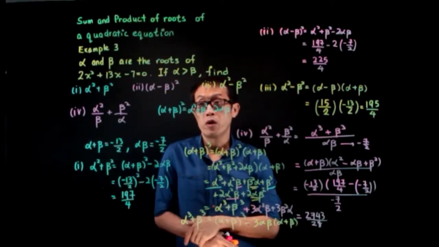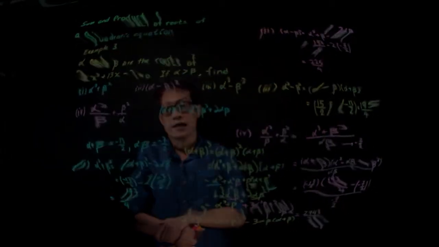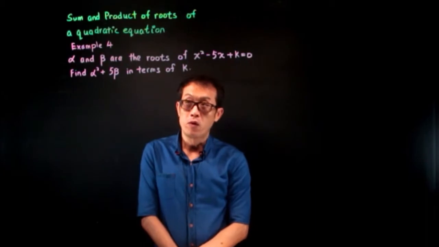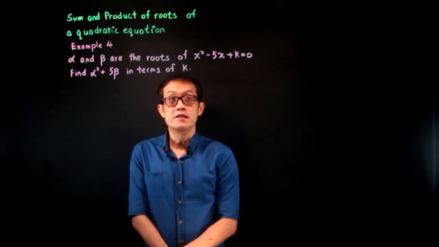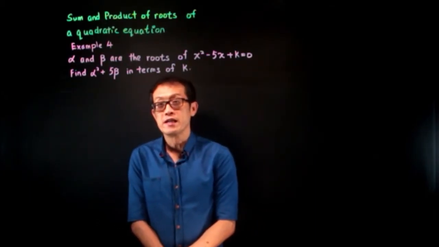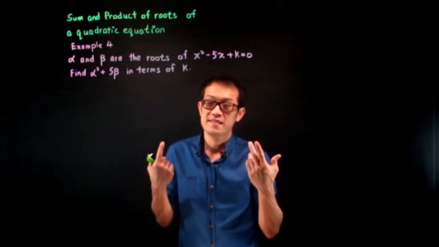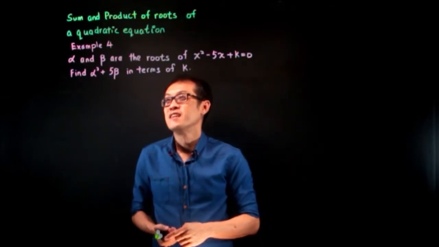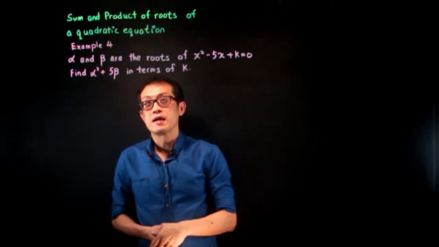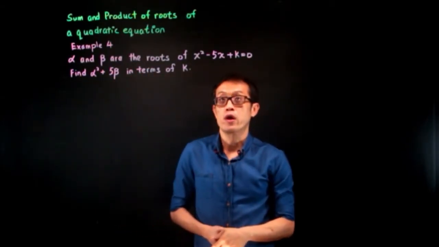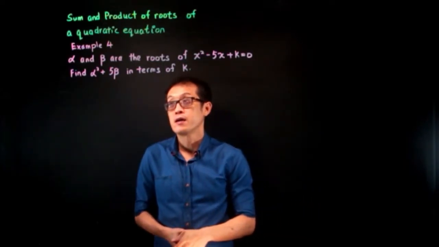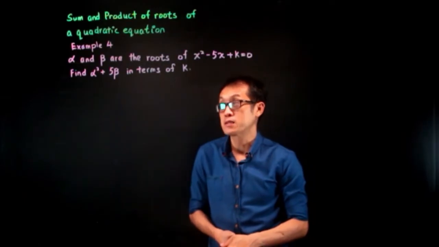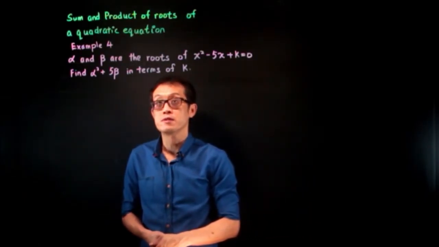Now we have one more example to go, and we have now come to example 4. Now this question is a bit tricky and you need to be a bit creative. Now alpha and beta are the roots of x squared minus 5x plus k. You are asked to find the value of alpha squared plus 5 beta in terms of k.